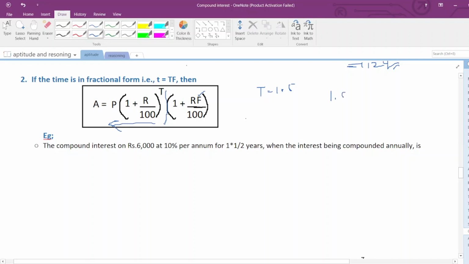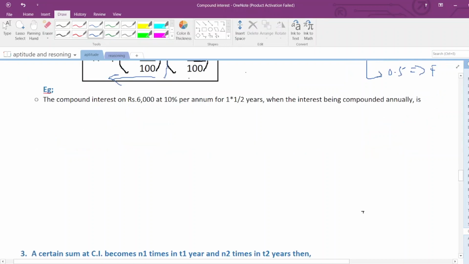See, if I divide this 1.5 into two parts, that is 1 and 0.5. This is called a decimal. I can take the 1 directly in place of t, and this 0.5 I can take in place of f. See, t is there, right? And in place of f we have to take 0.5. Now let's understand with this example. Find the compound interest on 6,000 at 10% per annum for 1.5 years when the interest is compounded annually. So he is asking what the compound interest is on 6,000 at 10% rate of interest for 1.5 years.